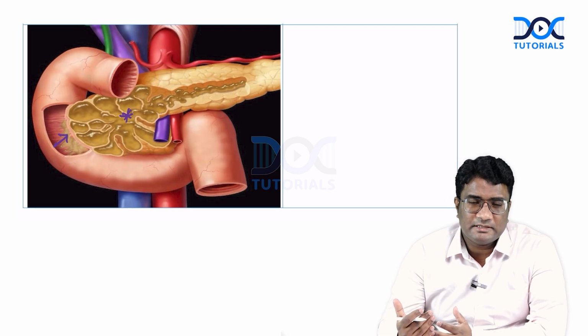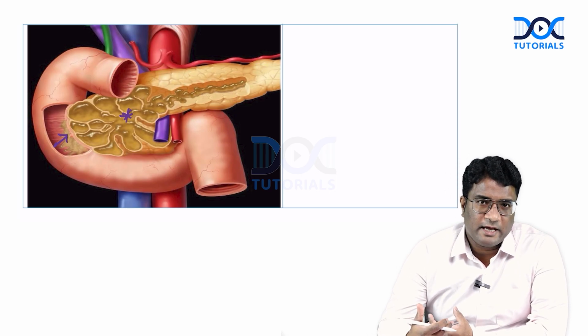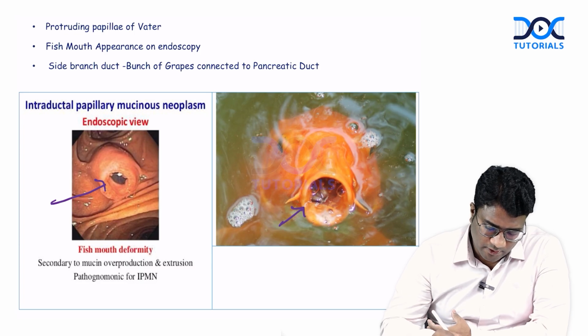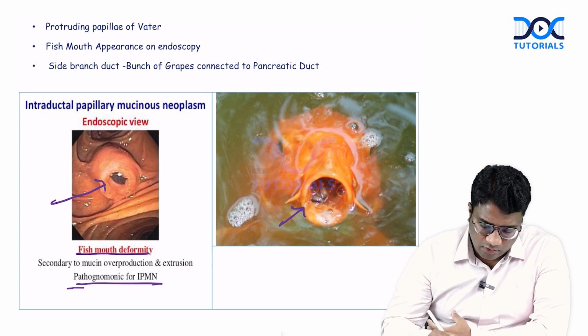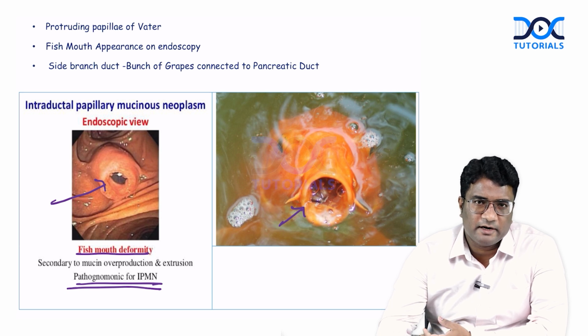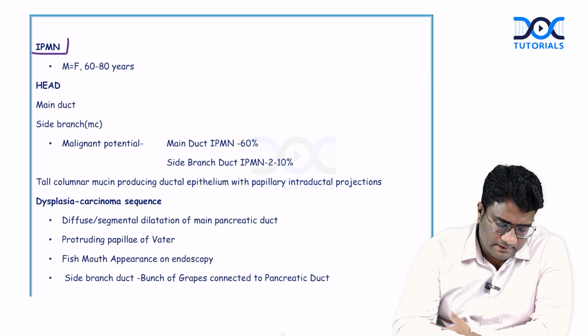And as the name says, it is intraductal mucinous, with a lot of mucin production coming out of the ampulla of Vater, which on endoscopy will appear as a fish mouth appearance. So, fish mouth appearance on endoscopy is pathognomonic of IPMN, overproduction of mucin coming out from the ampulla of Vater. This is intraductal papillary mucinous neoplasm.